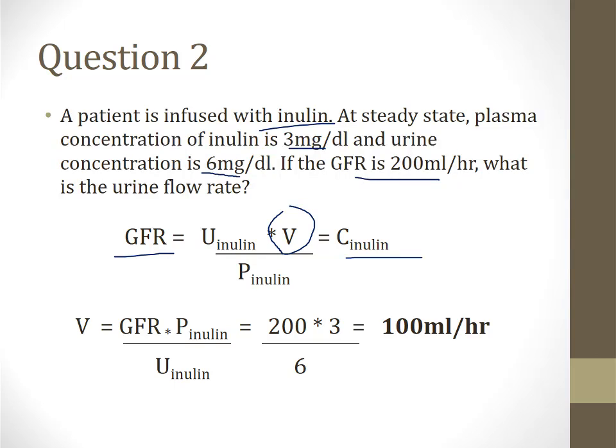We solve for V. It's equal to GFR times the plasma inulin concentration divided by the urinary inulin concentration. If we plug in the numbers, that's 200 times 3 over 6. Therefore, the volume flow rate of urine must be 100 milliliters per hour.